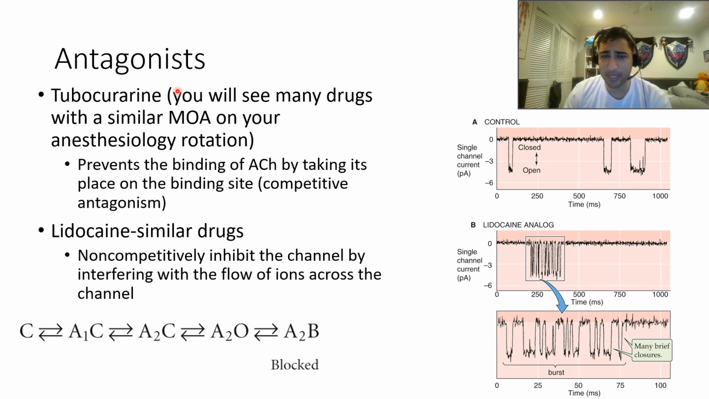So tubocurarine, and you're going to see a lot of similar drugs to this on your anesthesiology rotation. Tubocurarine will prevent the binding of acetylcholine by taking its place on the binding site, as we discussed earlier. And lidocaine and similar drugs, so these are the lidocaines, procaine, etc., they non-competitively inhibit the channel by interfering with the flow of ions across the channel. So they bind near the mouth and prevent anything from passing through.